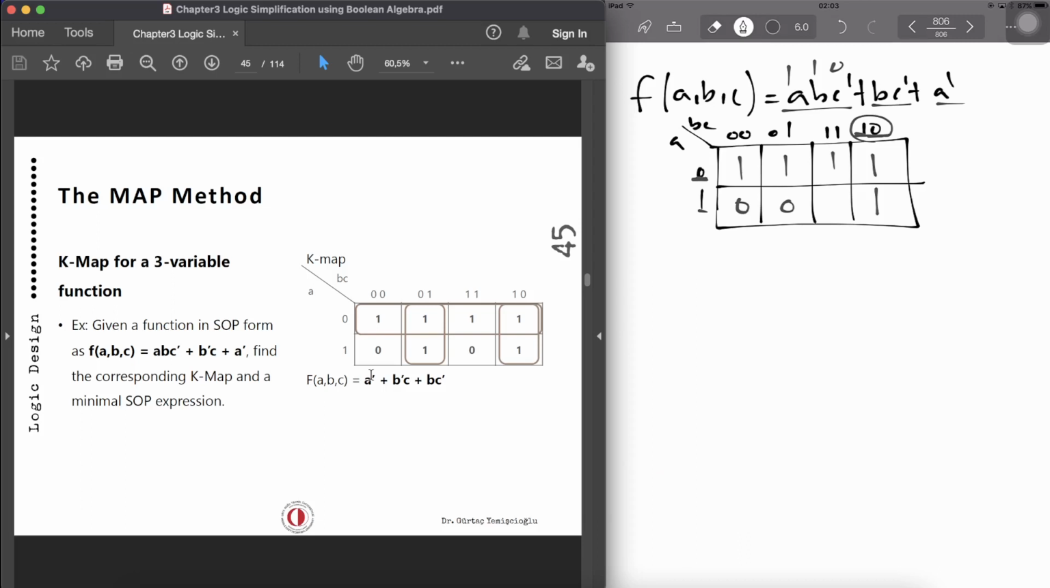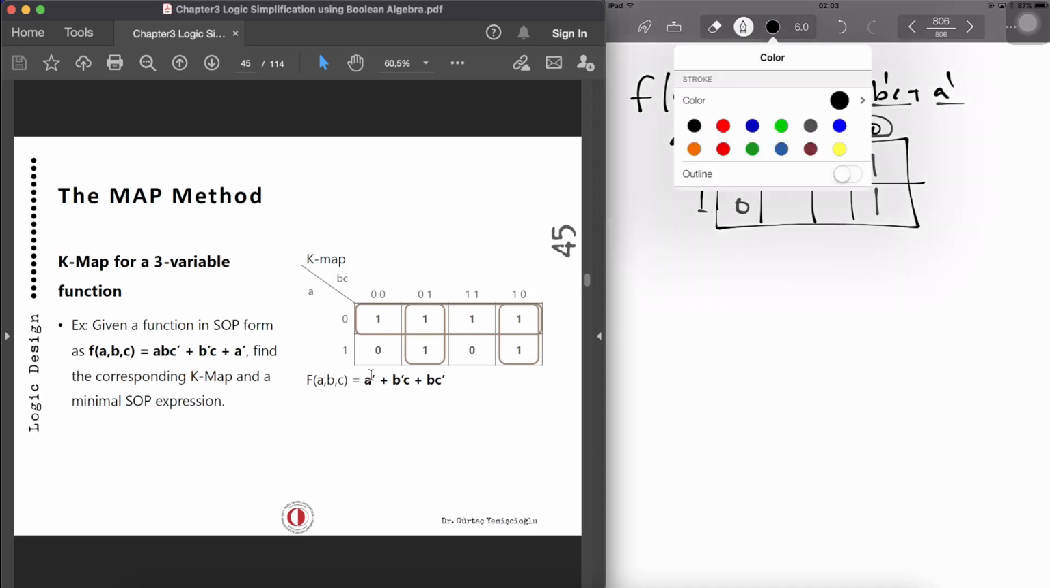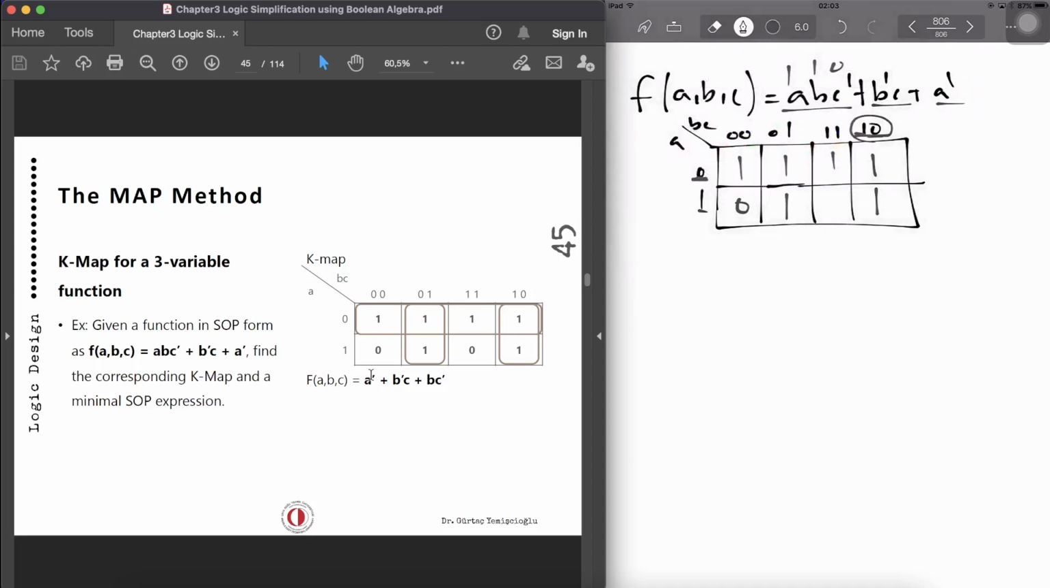Hang on. There's a small mistake over here. A B C prime, this is B prime C. So B prime C is there. This is B prime C because A can be anything, and this is going to be 0.